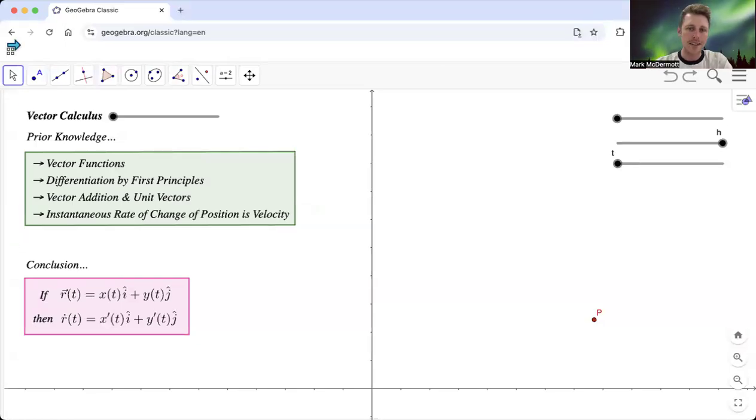All right, so we're going to look at some vector calculus stuff. Some of the prior knowledge you're going to need for this is you need to hopefully understand what a vector function is, what differentiation by first principles is, vector addition and unit vectors, and also this idea of the instantaneous rate of change of position being velocity. So a bit of physics, but obviously very mathsy as well.